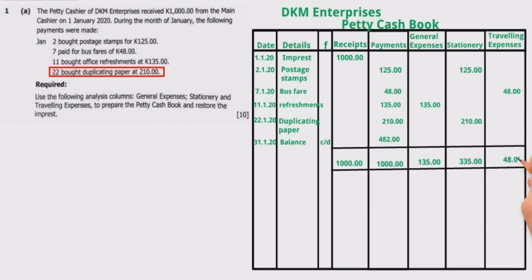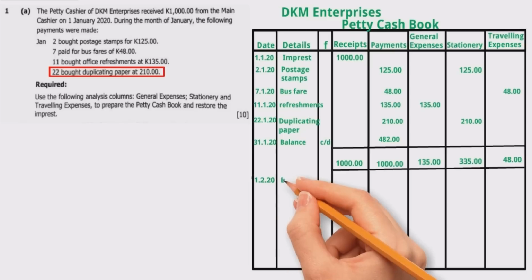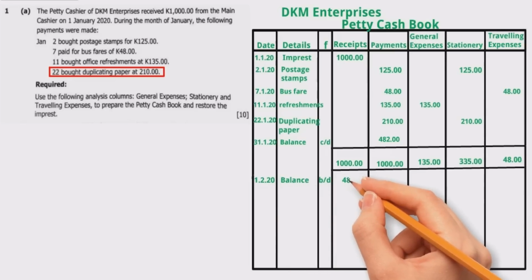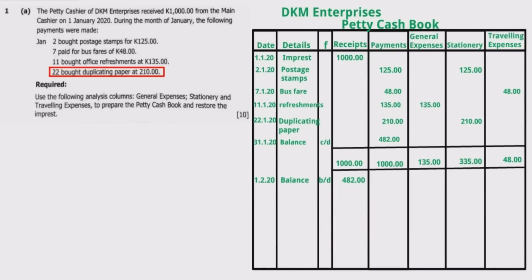Once we've done that, the next thing we're going to do is write the balance brought down, and the date will be 1st February 2020. The balance brought down is 482 kwacha.